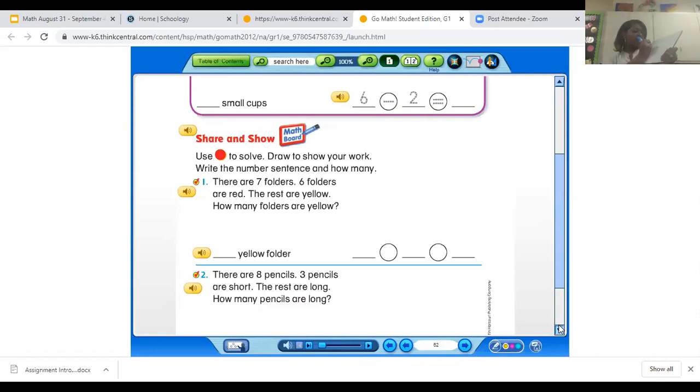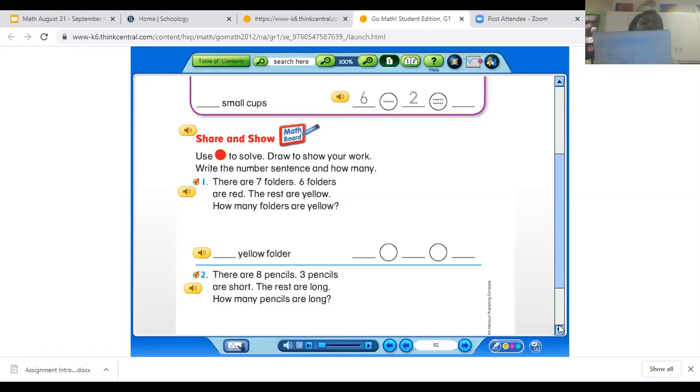I have 7 folders in all. I'm taking away the 6 that are red. So 7 minus 6 equals 1. So I have 1 yellow folder.